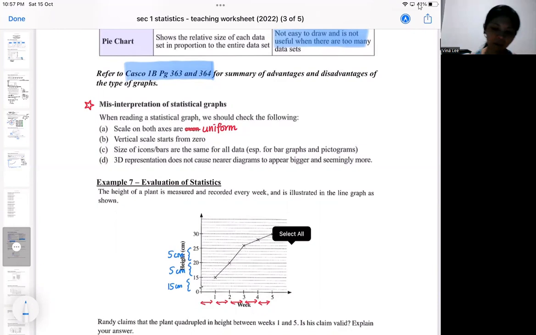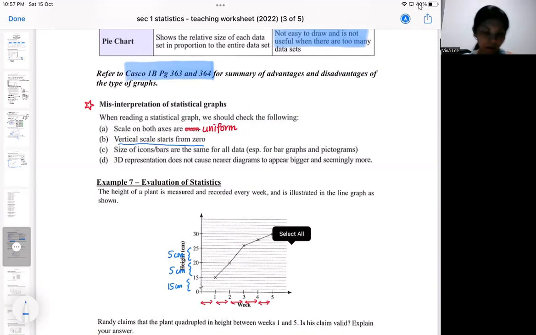Another thing you look out for is that sometimes the axis doesn't start from 0. You will see things like that. When it doesn't start from zero, it's a bit misleading and a bit unfair.